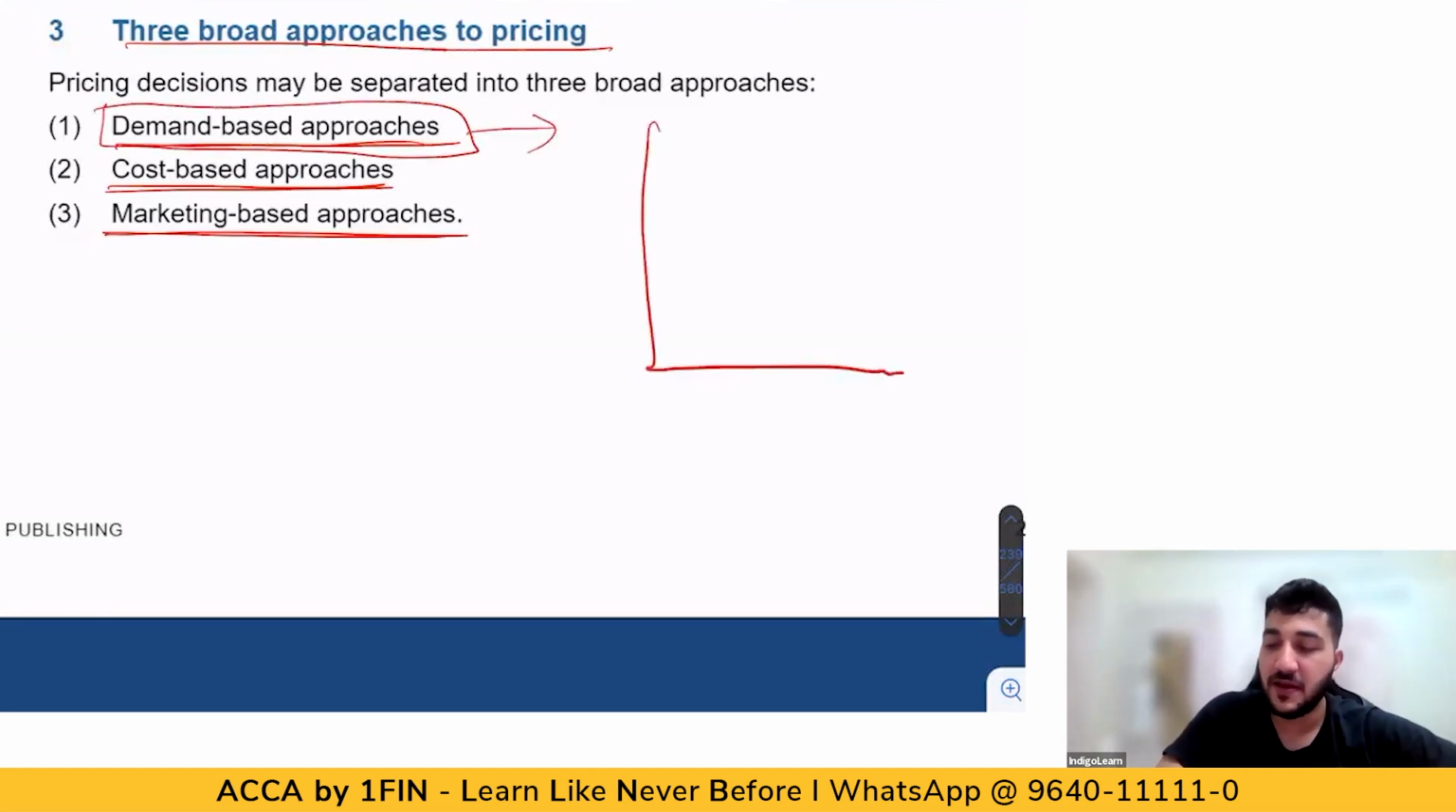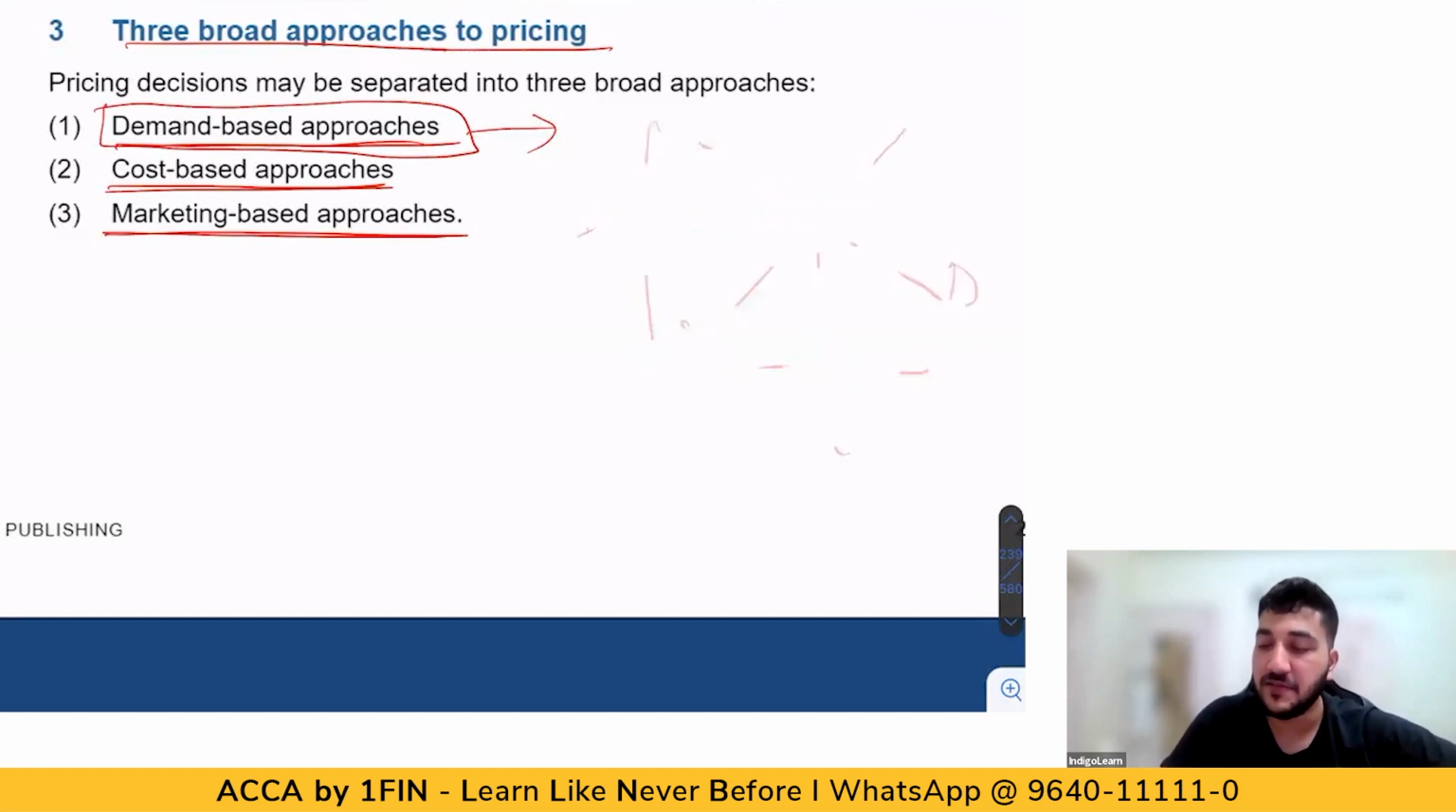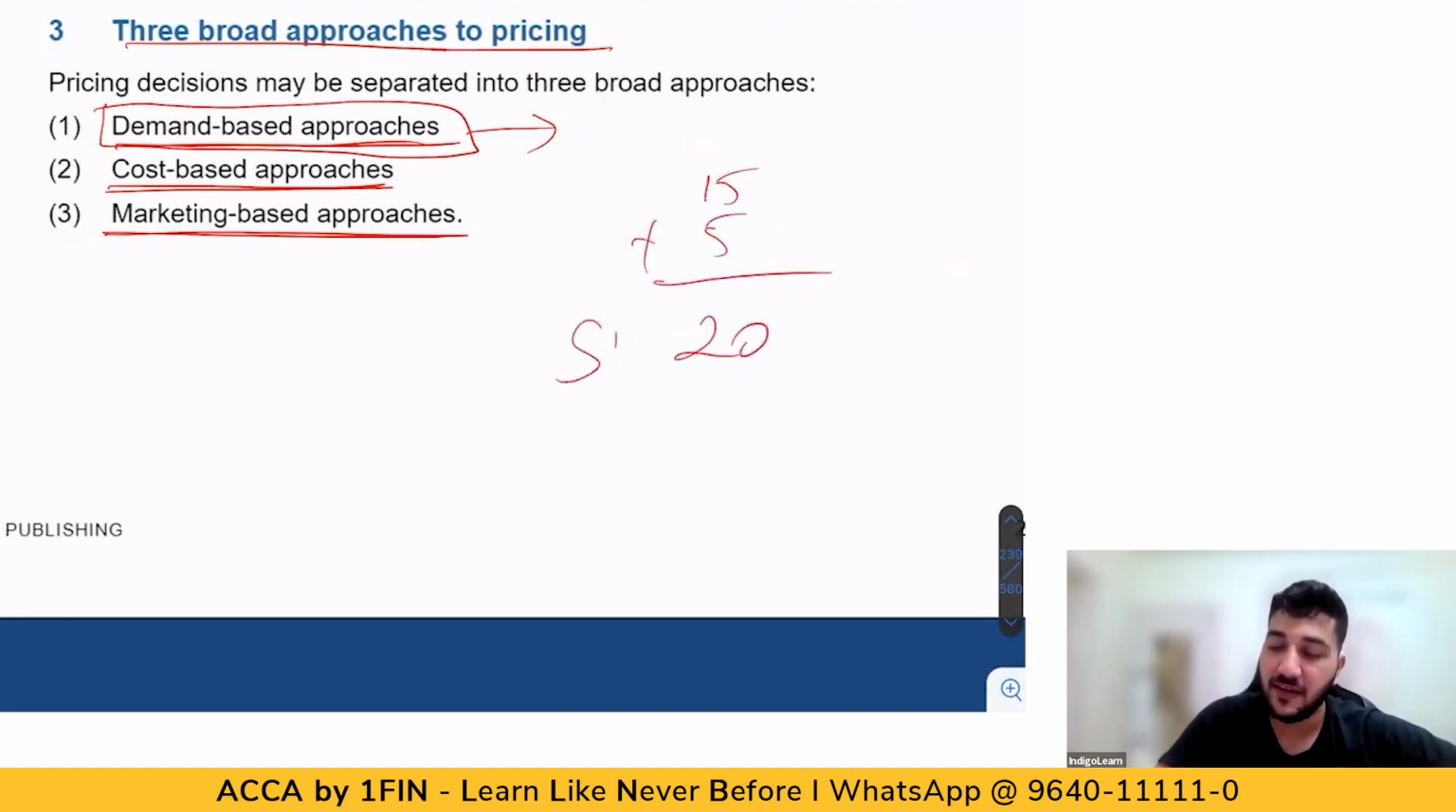If you make a graph like this, the demand curve comes like this, the supply curve comes like this. This is the equilibrium quantity, this is the equilibrium price. This is how demand and supply decide what the price of a product is. And at the same time, there is a cost based approach such as cost plus. Look boss, my cost was 15 rupees, I want a profit of 5 rupees, which means I will sell it at 20 rupees. This is the cost based approach.